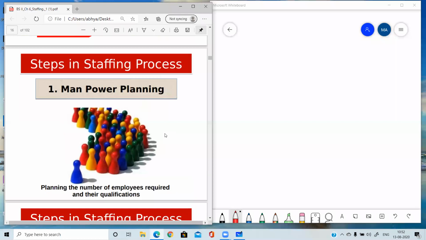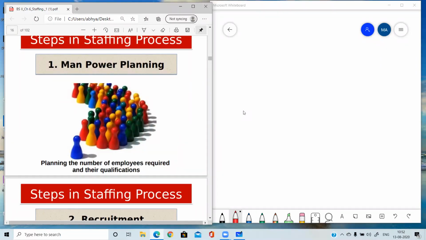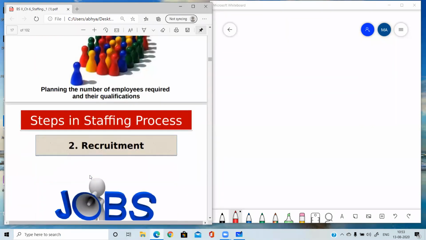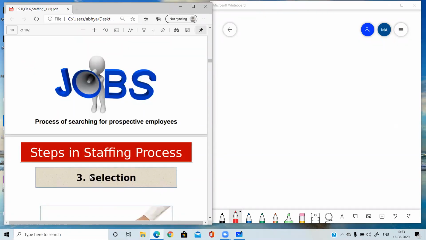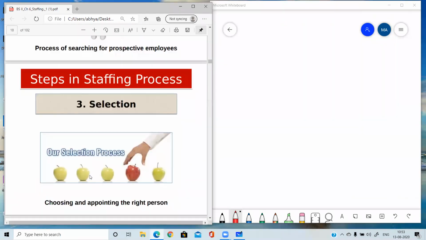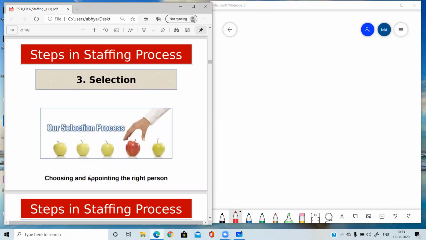First step is manpower planning, in which we are doing the workload and the workforce analysis, deciding how many employees are required and what type of employees are required, and whether the organization is understaffed or overstaffed. Second step is recruitment, in searching for the prospective employees in the organization. Third step was selection, choosing the best candidate out of the available pool of the candidates.